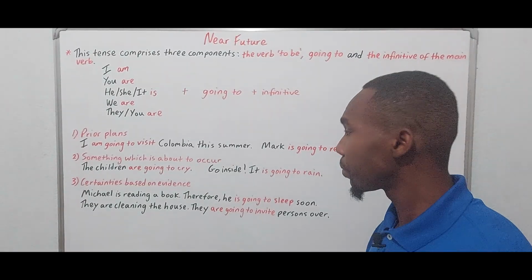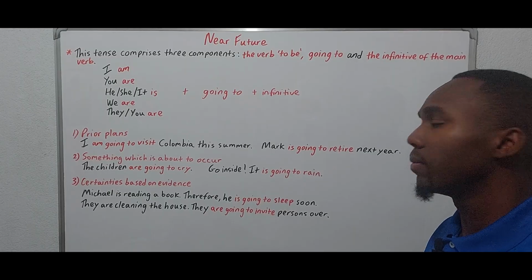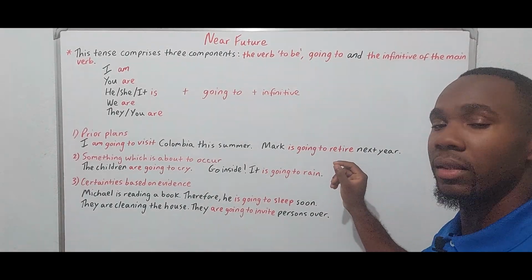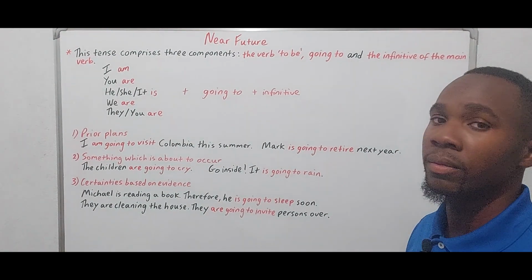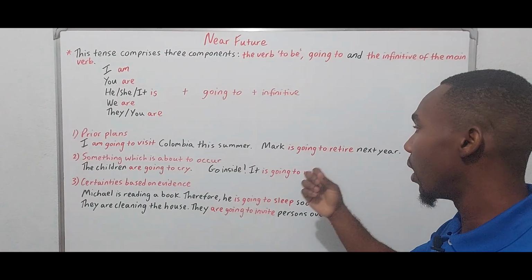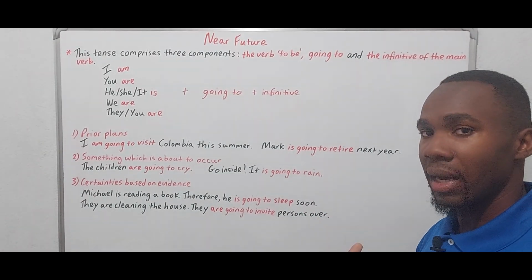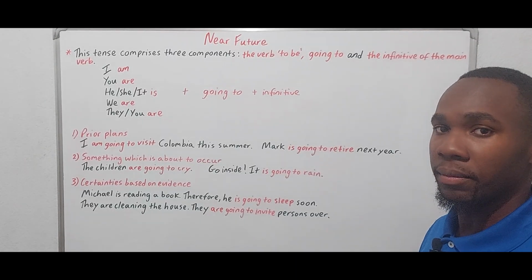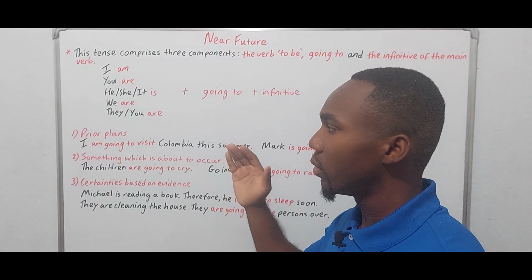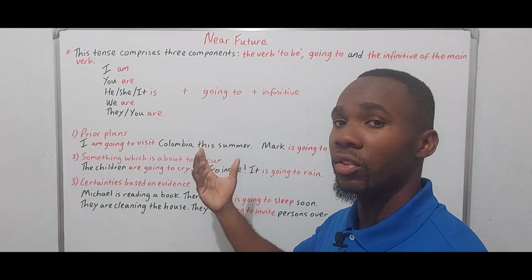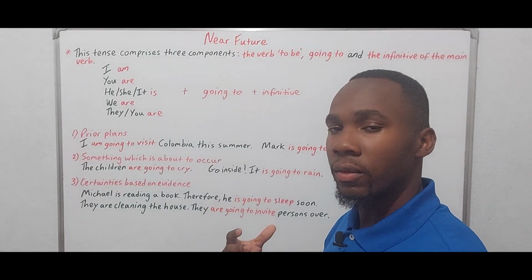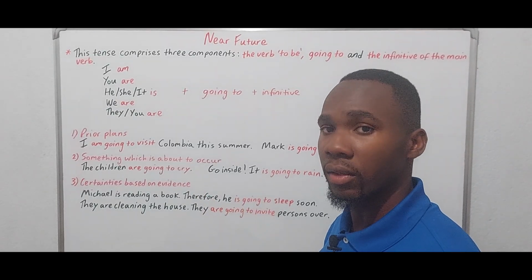Same thing here. Mark is going to retire next year. Mark had already decided when he was going to retire. And he did not make that decision right then and there. That was something that was arranged before. So if I say Mark will retire next year, again, that plan would have been made at that moment in time. So that's the first difference that we see between the two. When it comes to plans, the near future is going to be used for prior plans, whereas the simple future is going to be used for spontaneous plans. Okay? Good.